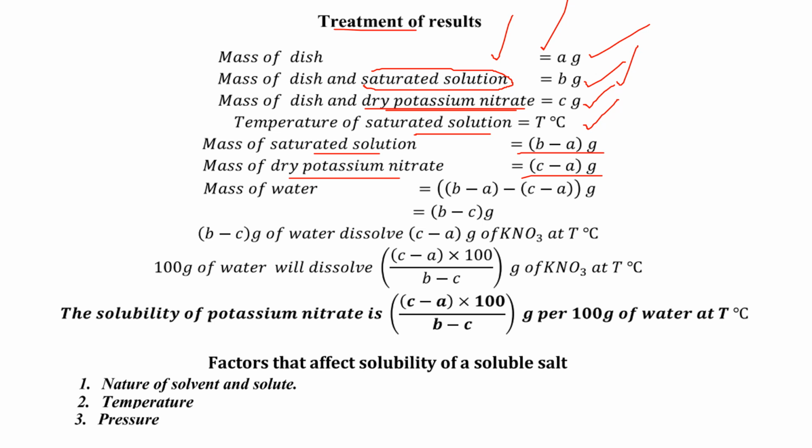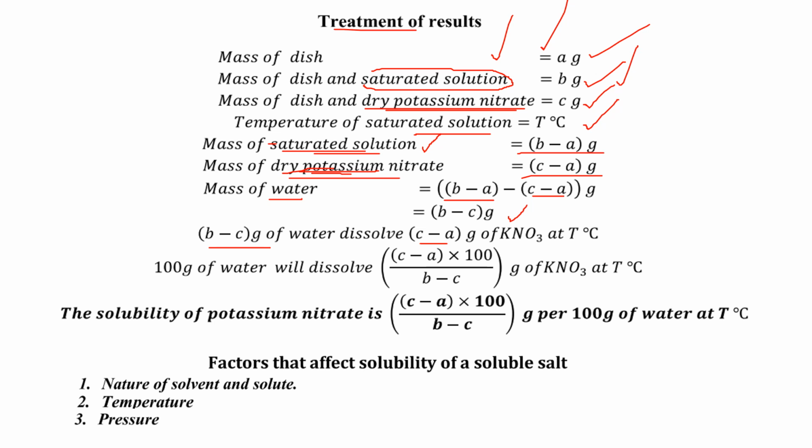Now the mass of water. Remember that this saturated solution was got by getting a known volume of water, and then dissolving dry potassium nitrate crystals. So for us to get the mass of water, that means that we have to get the mass of the saturated solution less the mass of the potassium nitrate. Because to get the saturated solution, we mix dry potassium nitrate and water, and therefore to get the mass of water that we used, we get the mass of the saturated solution, we less the mass of the dry potassium nitrate crystals, so that we can get the mass of water, which is going to be B minus C grams. So we are going to be saying B minus C is the mass of water dissolved C minus A.